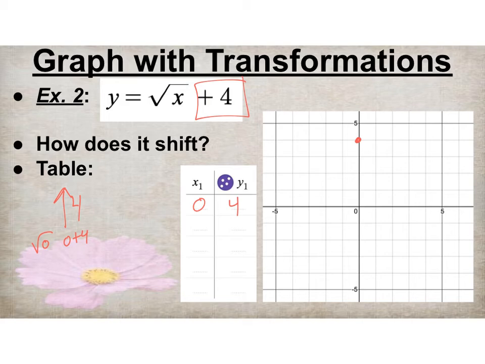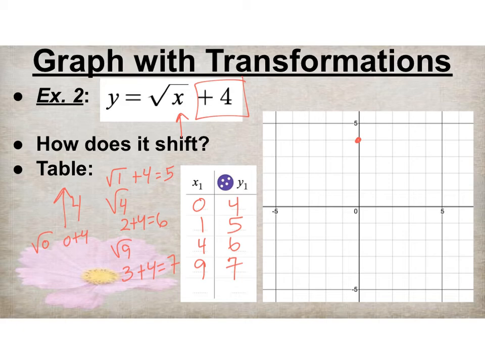I know that I'm going to go to the right, so I'm going to pick things bigger than that. And it is just the square root of x, so I want to stick with perfect squares. So I'm going to do 1, 4, and 9. Square root of 1 is 1 plus 4. So that's 5. Square root of 4 is 2 plus 4, which is 6. Square root of 9 is 3 plus 4, which is 7. So 0, 4, 1, 5, 4, 6, and that will be enough. But that's my parent graph shifted up 4.